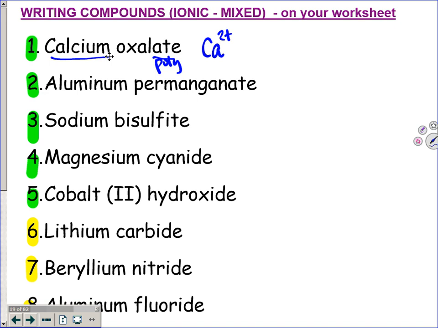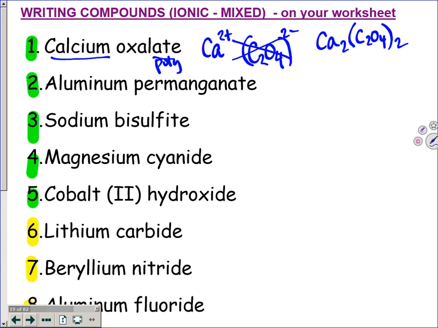So look at your polys and who's oxalate? Is oxalate on yours? C2O4 2 minus. Okay, so I'm teaching you pieces of this as we do examples. What do I do with charges? Crisscross them. So as I crisscross them, I end up with Ca2 parentheses C2O4 parentheses 2. So what's the ratio between calcium and oxalate?